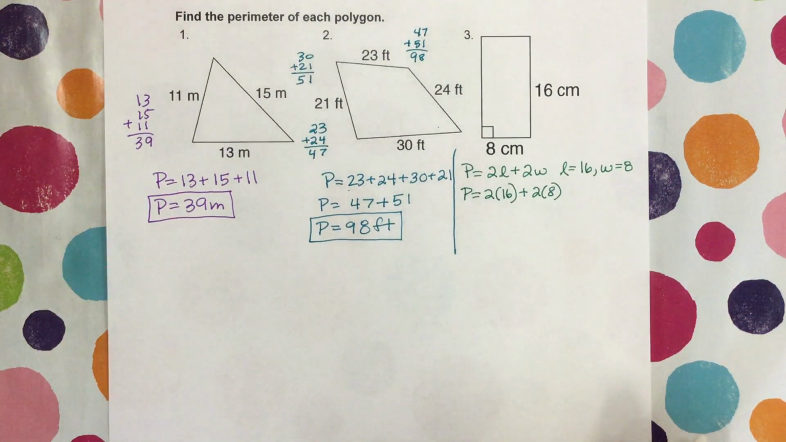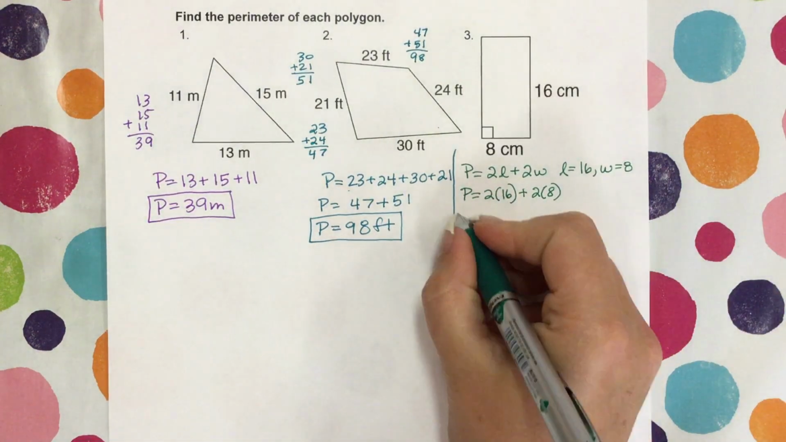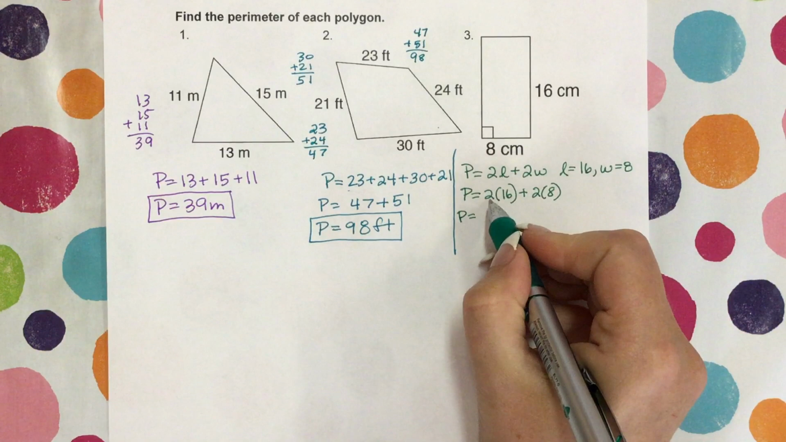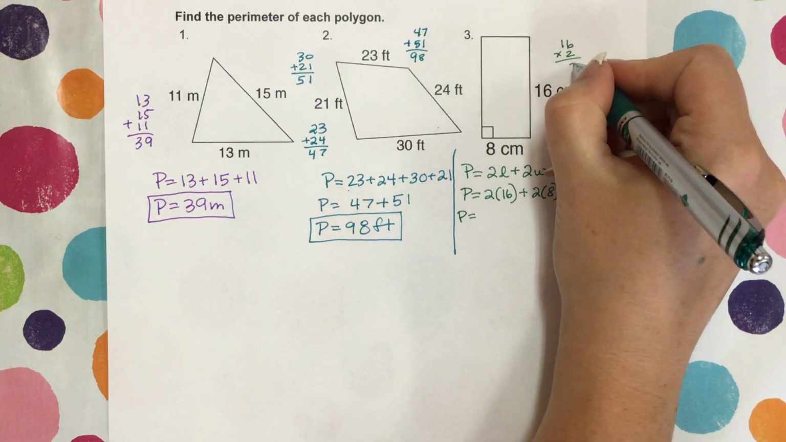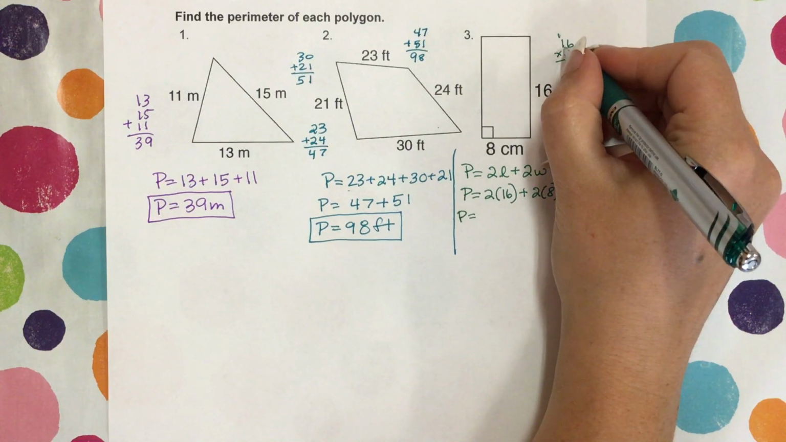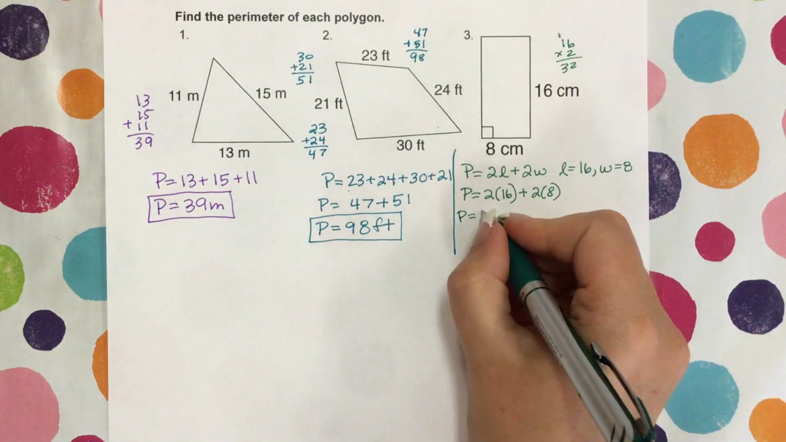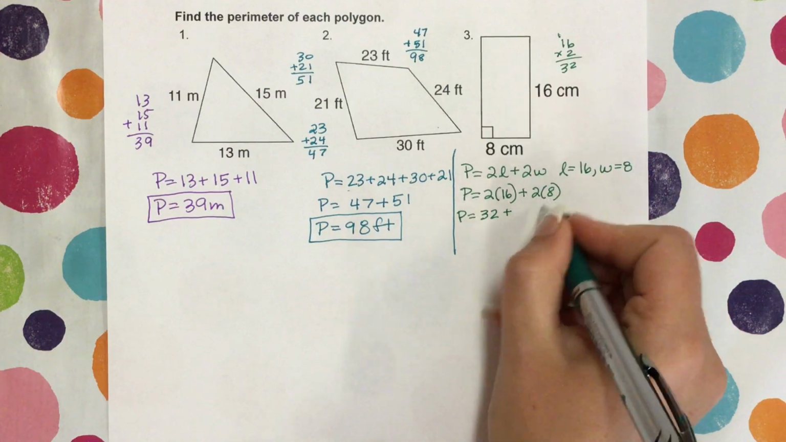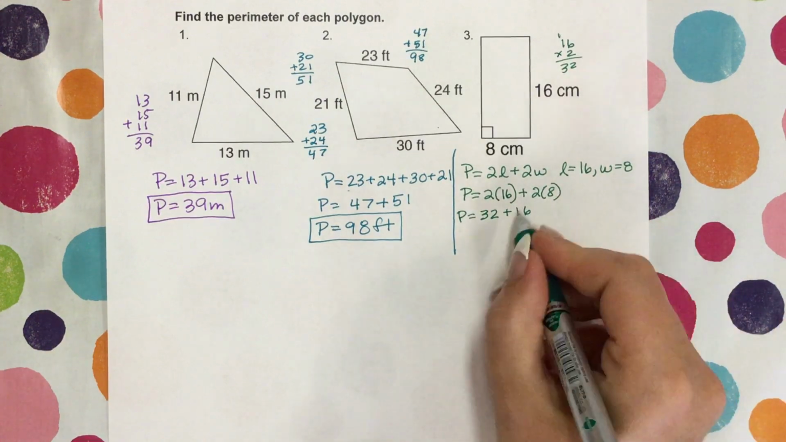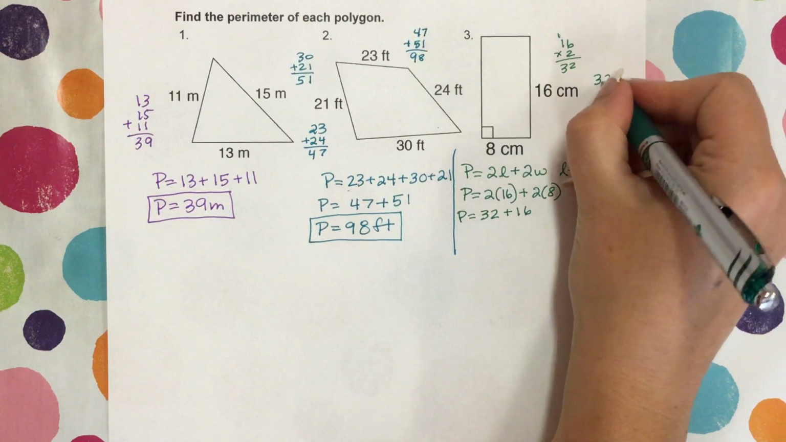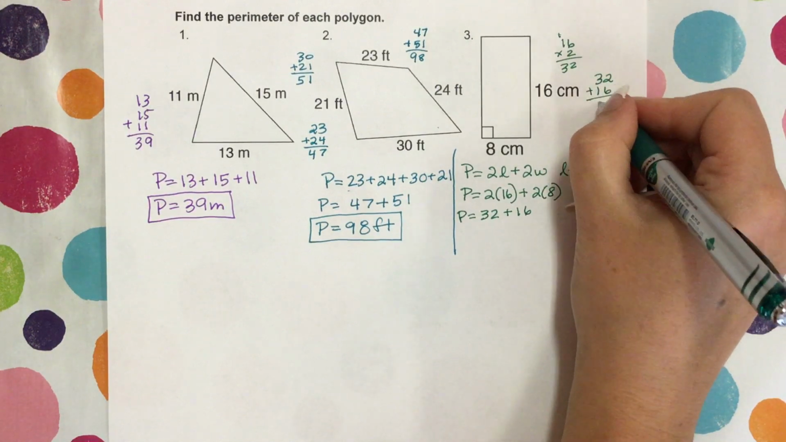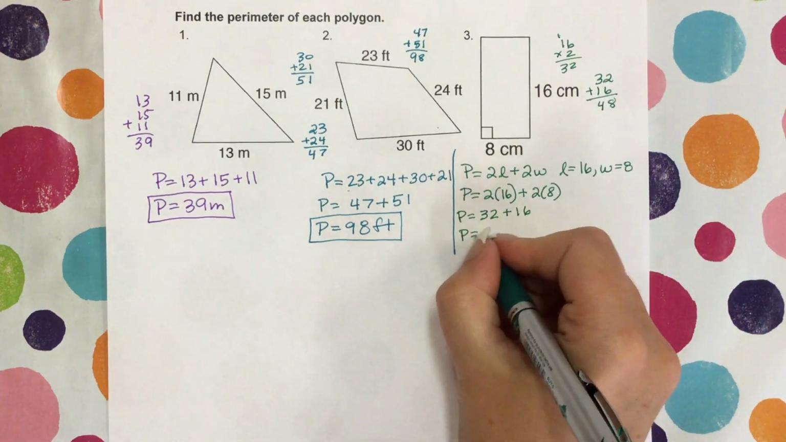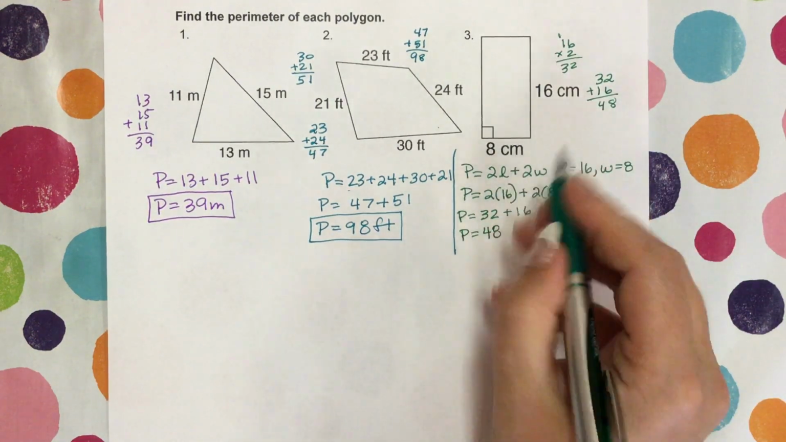Now I'm just going to work out the problem with my order of operations, which states I have to do the multiplication first. So the perimeter is going to equal, I need to figure out what 2 times 16 is. So 16 times 2, 2 times 6 is 12, right? The 2, carry the 1. 2 times 1 is 2, plus 1 is 3. So that ends up being 32 plus 2 times 8 is 16. Then I just need to add these two numbers together, 32 and 16. 2 plus 6 is 8. 3 plus 1 is 4. So that means my perimeter equals 48 centimeters.